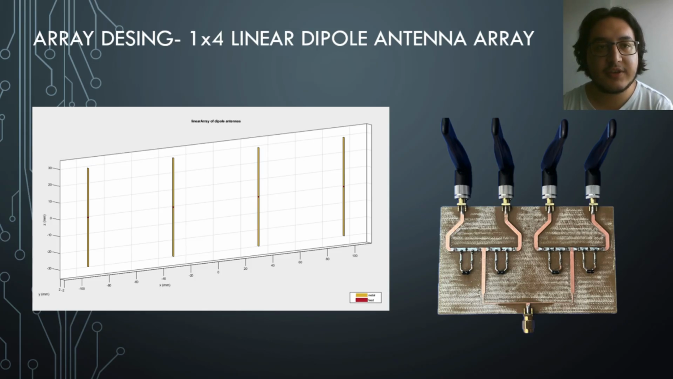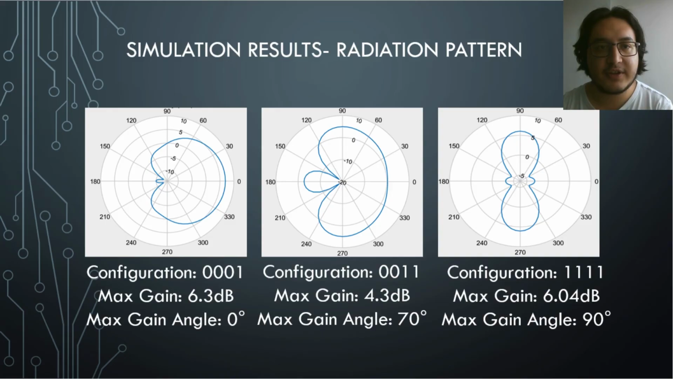In the design, we integrated PIN diodes on the PCB to switch between active and passive elements. The active antenna radiates the signal, while the passive ones act as parasitic elements, steering the main lobe in the desired direction. This approach provides a cost-effective and efficient way to control signal direction.